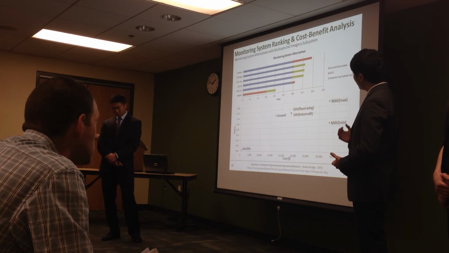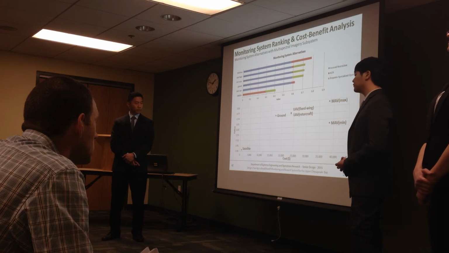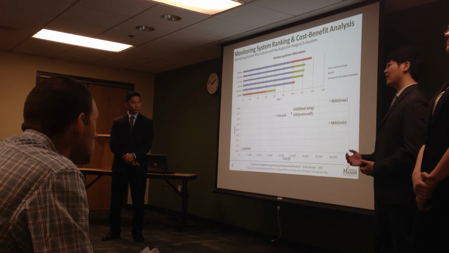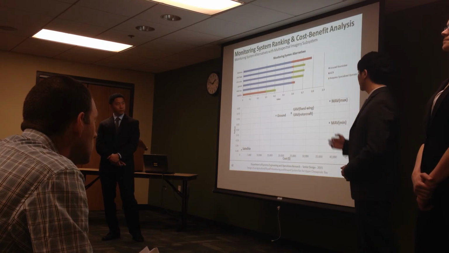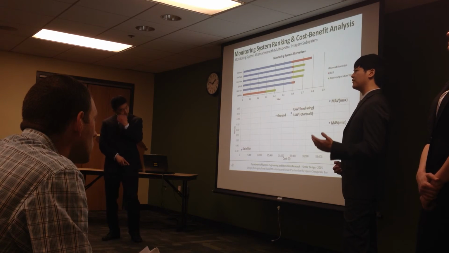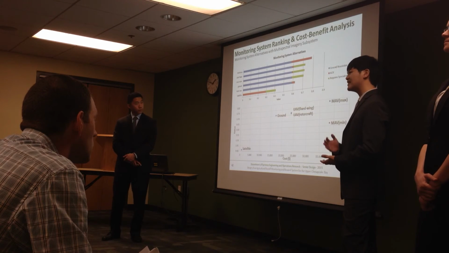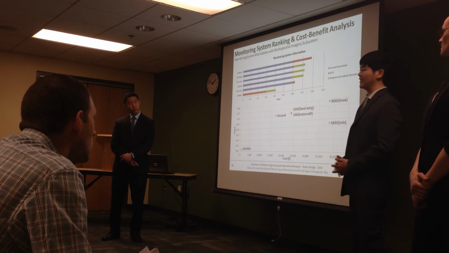So the question is, how much does each system cost? For example, a manned aerial vehicle costs nearly $40,000, including multi-spectral imaging system. Whereas both fixed wing and rotorcraft UAVs cost less than $25,000, including the same multi-spectral imaging system that we're having for the manned aerial vehicle system.